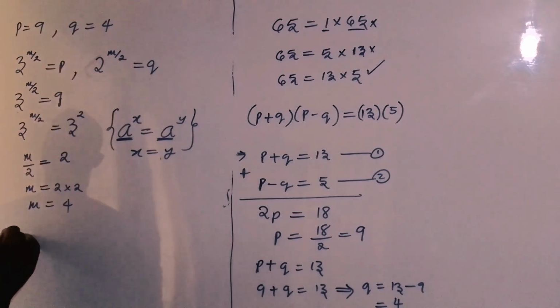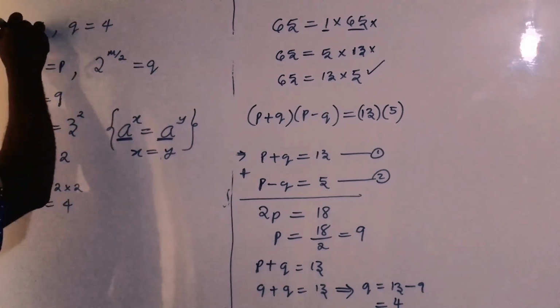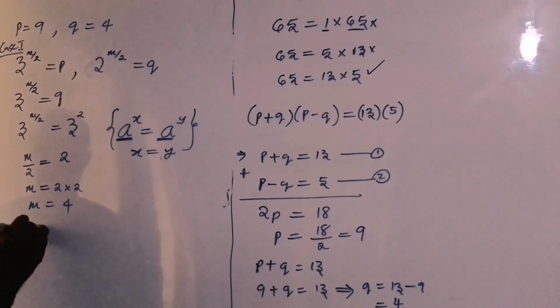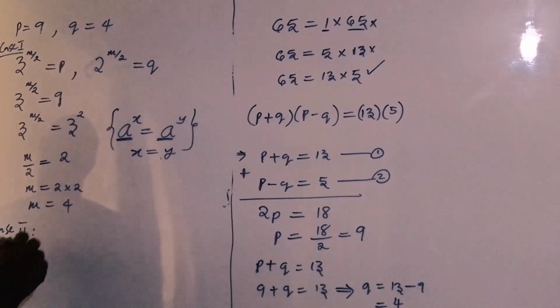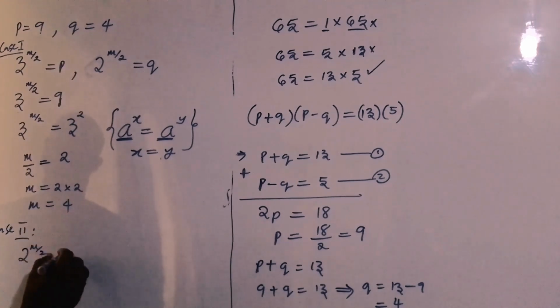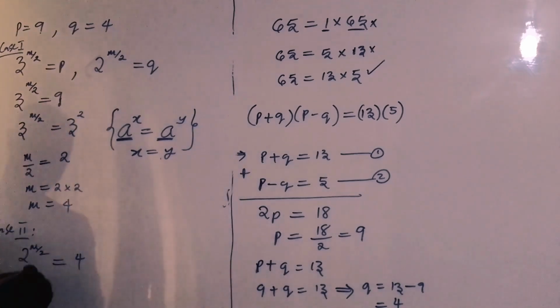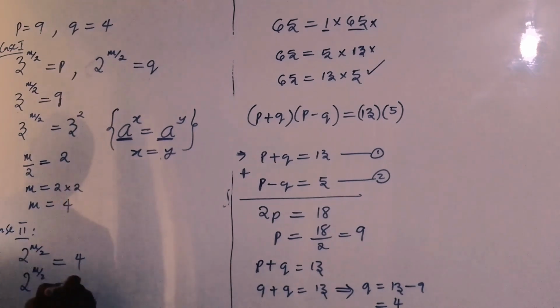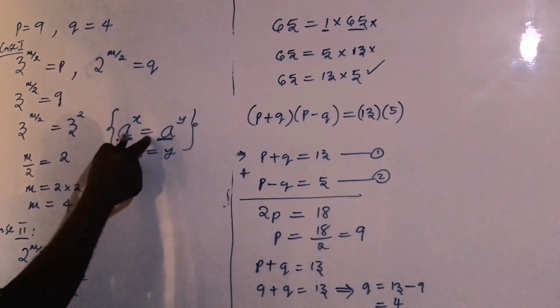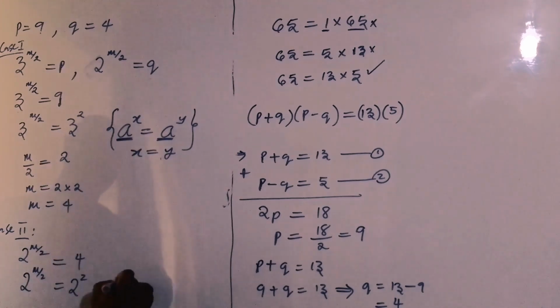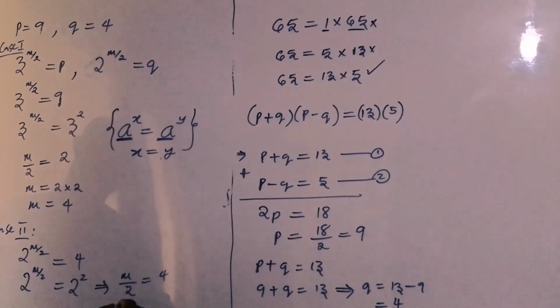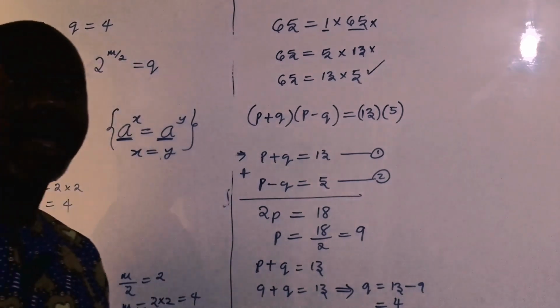So this one we can call case 1, and then we call this case 2. For case 2, we have 2 to the power of m over 2 equal to 4, and this will mean 2 to the power of m over 2 equal to 2 to the power of 2. Applying this law, we are going to get it that m over 2 equal to 2, and that will give me m equal to 2 times 2, equal to 4. So we have m equal to 4. Whichever way you look at it, m is equal to 4.